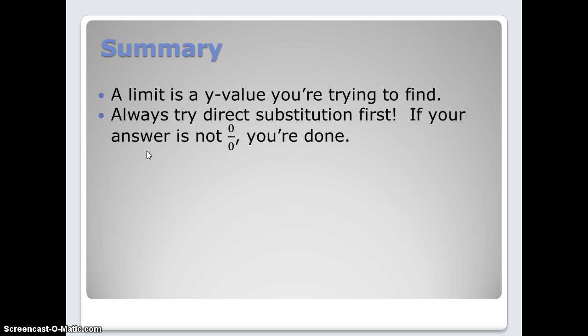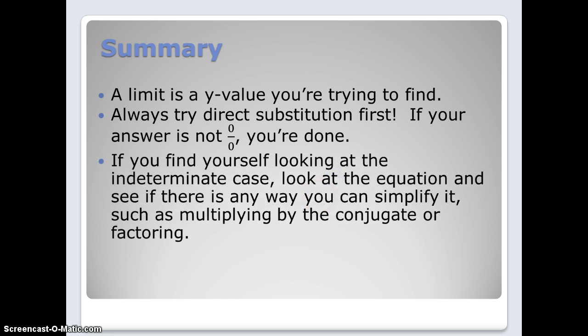If you're positive you did it right, and it's not 0 over 0, you can be pretty confident in saying that's your answer. Now say we do come across the indeterminate case. What do we do? Can we see if there's any way we can simplify it? Yeah. Look at the equation and see if there's any way you can simplify it, such as multiplying by a conjugate to get rid of radicals, or factoring to get into a better form that you can use direct substitution and you won't get a 0 over 0 case.